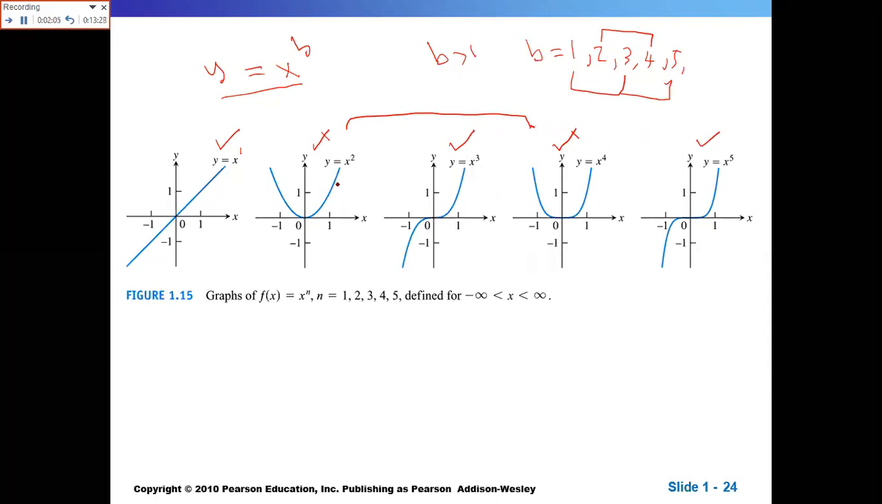شايفين يا شباب؟ You can see, and if we did 6, it will be curving to the inside more. We will see later on. But anyway, the message that we're trying to get is that if f of x equal to x to the power n, for n this, it is defined for x greater or equal to negative infinity, less than infinity.